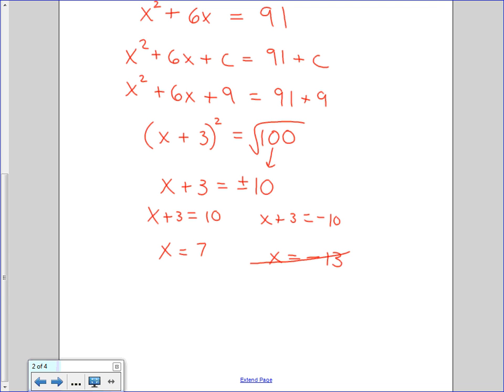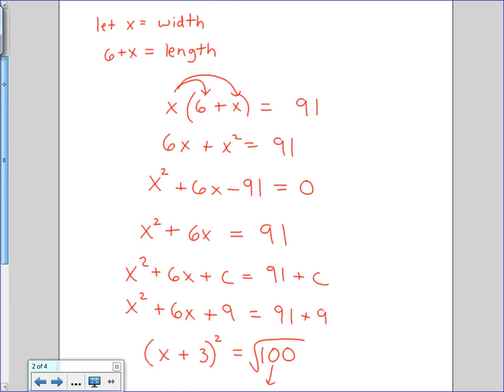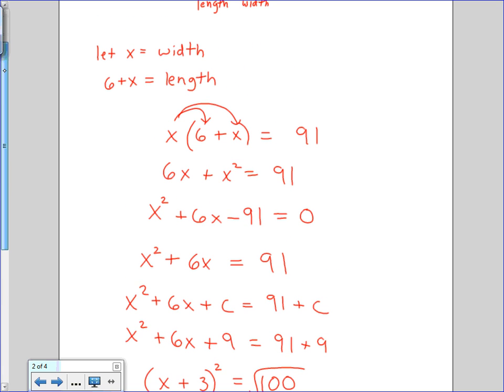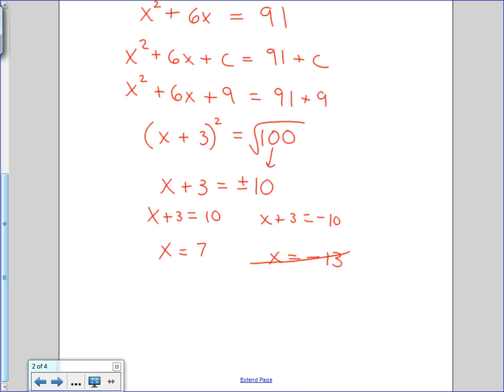this word problem. So since I just found x, and I wrote way up at the top that x represented the width, I know that the width is 7 inches. And it also asked us to find the length, because it said find both dimensions. And it told us the length was 6 more than the width. So 7 plus 6 is 13.